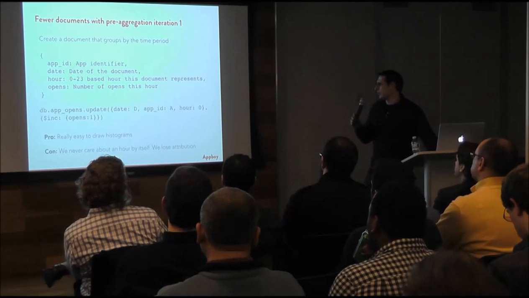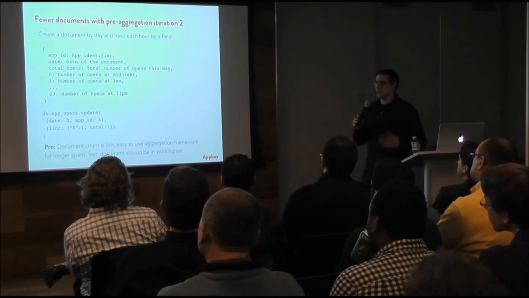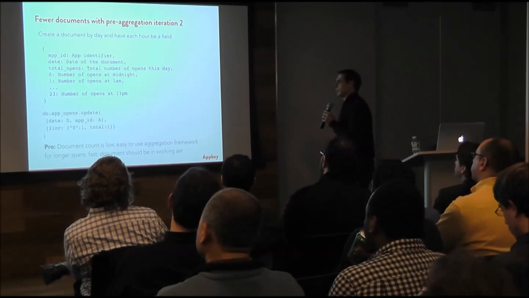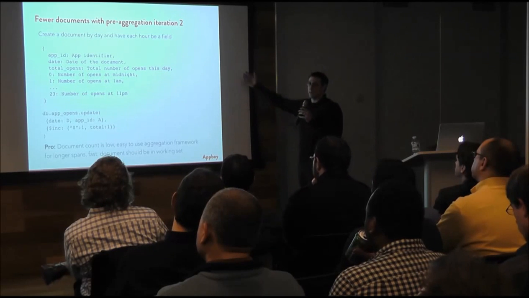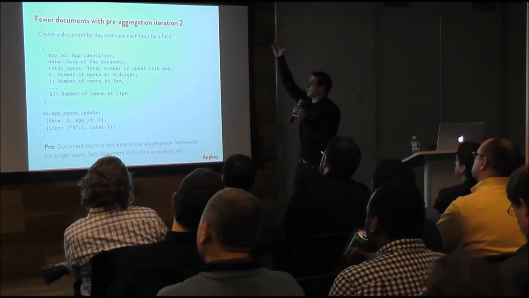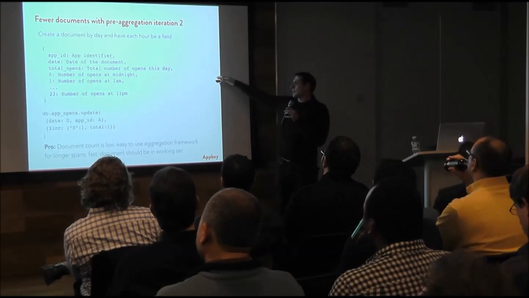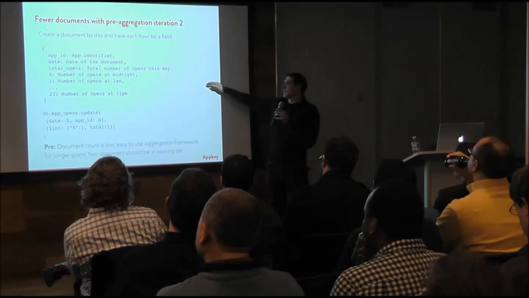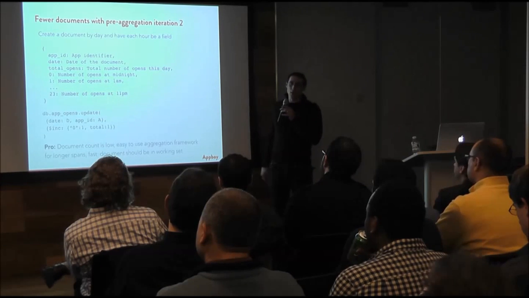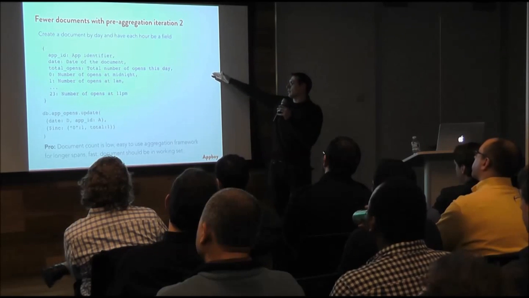So as I mentioned, we don't want to look at hours by themselves, so let's embed them, so to speak. And with Mongo, this is super easy. We can create now a document by day and jump up a level. So I've changed this a bit. Now I've got the app ID and the date the same. What I've got is I have 25 other fields now. I have 24 fields that represent each hour of the day. And then I have a total count.